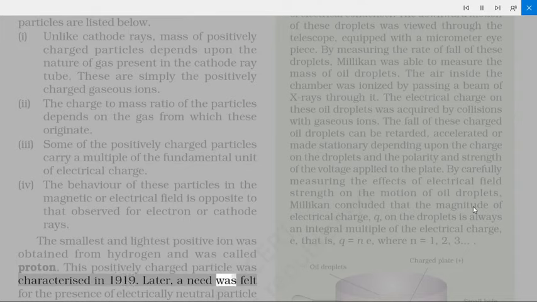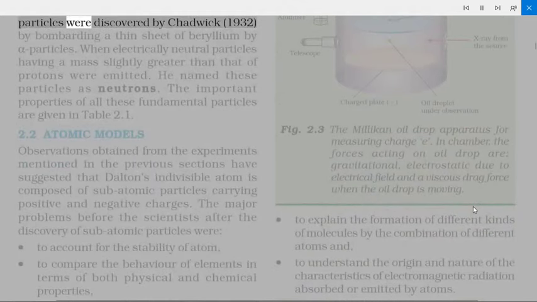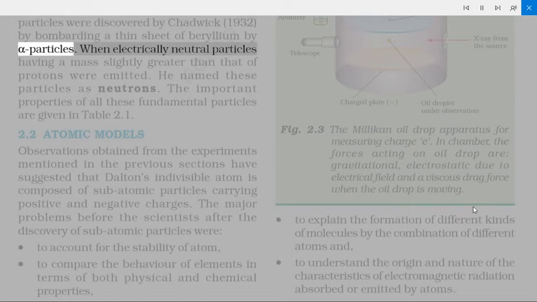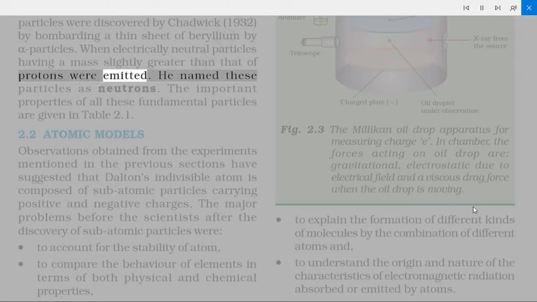Later, a need was felt for the presence of an electrically neutral particle as one of the constituents of atom. These particles were discovered by Chadwick (1932) by bombarding a thin sheet of beryllium with alpha particles. When electrically neutral particles having a mass slightly greater than that of protons were emitted, he named these particles neutrons. The important properties of all these fundamental particles are given in Table 2.1.